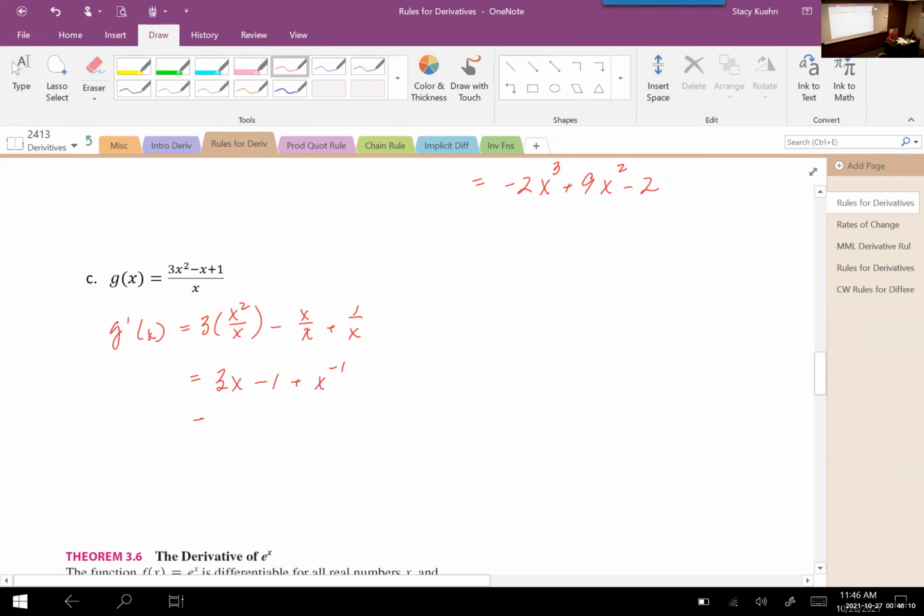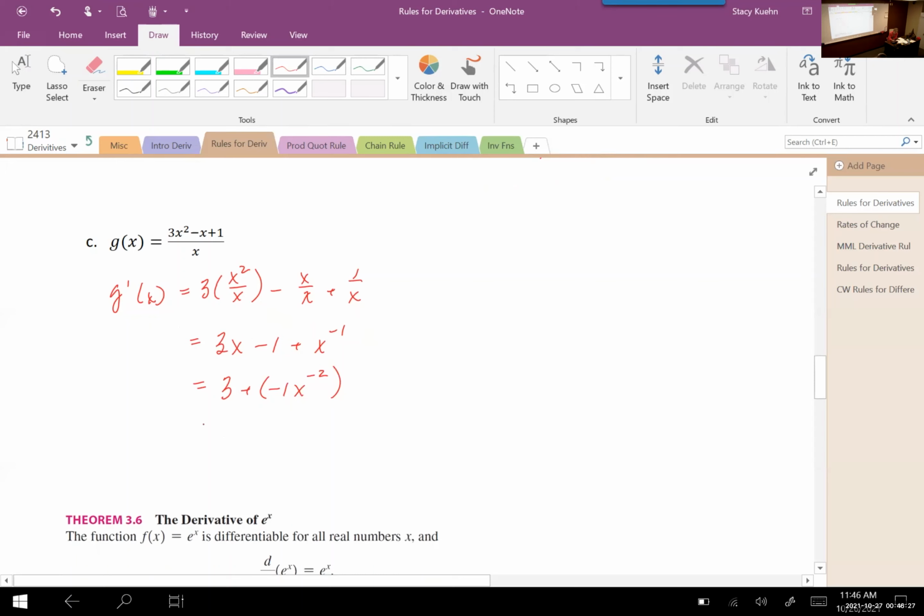So the derivative of 3x is just 3. The derivative of a constant is 0, plus, what would we have? -1x to the -2 when I take the derivative of the last term. So this is 3 minus 1 over x squared.